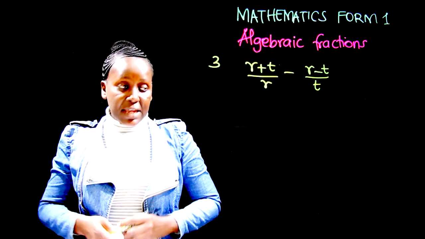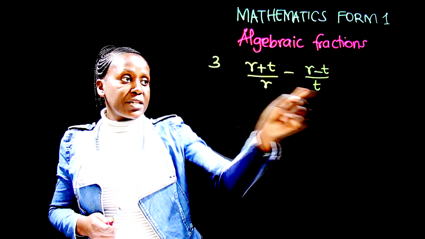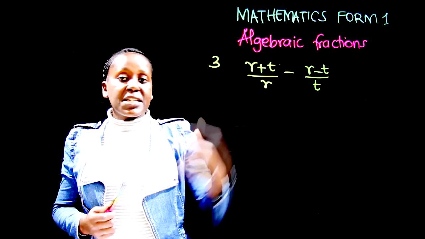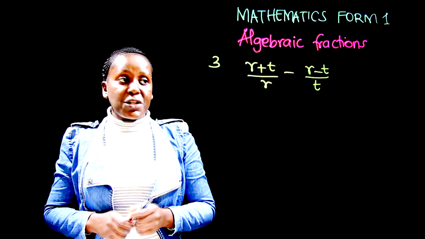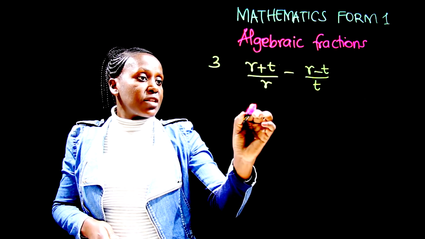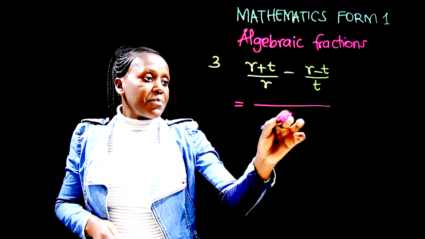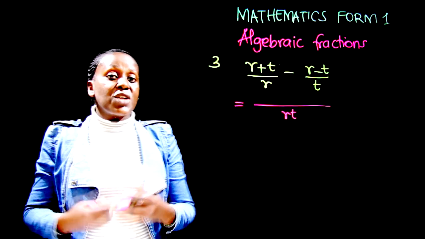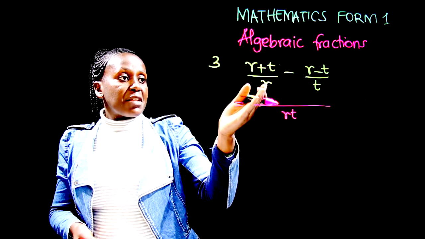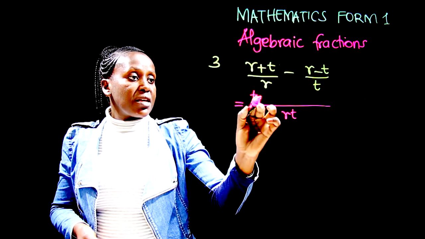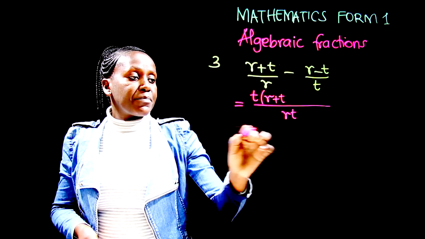So the format is the same. We are going to begin by getting the LCM of r and t. Now, since r and t are not similar, the LCM will be the product of the two. So the LCM of r and t is RT. So now we are going to follow the same format. RT divided by R is T. Then we multiply by R plus T.